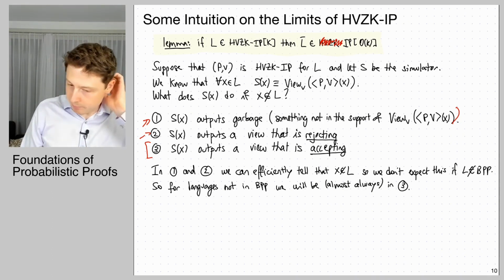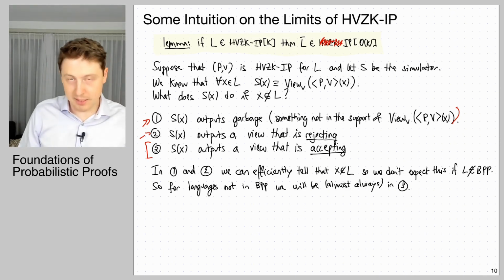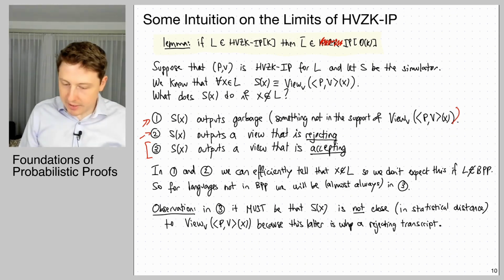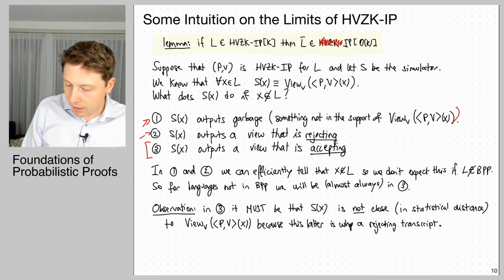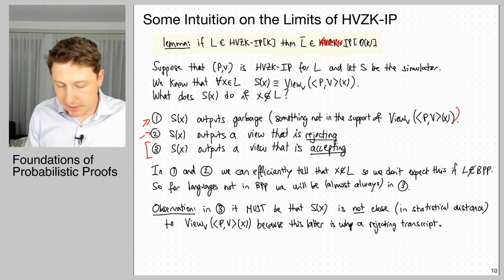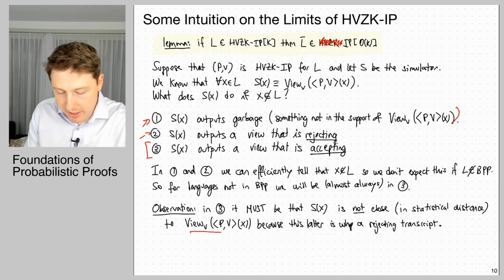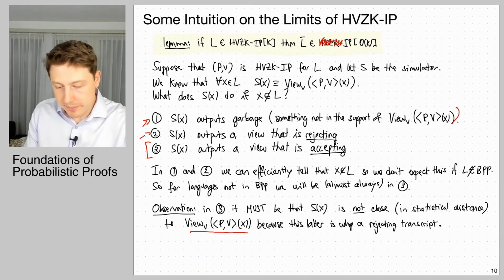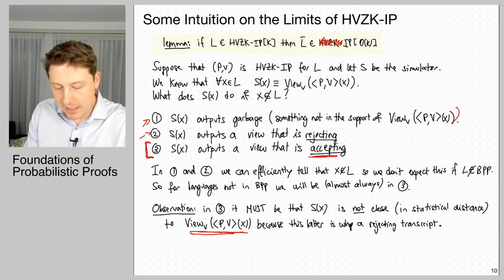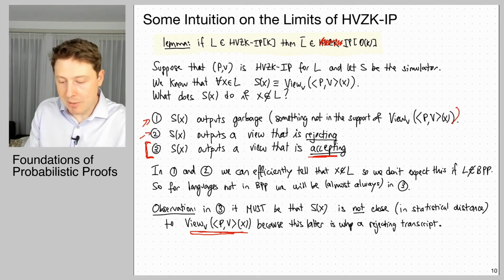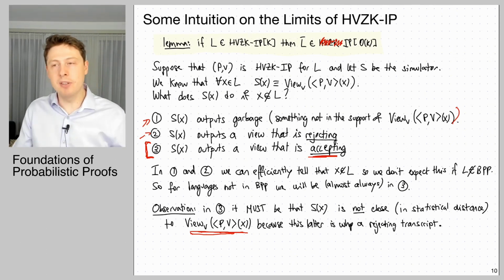Now, okay, so it outputs some accepting view, but if that is indeed the case, it cannot be close in statistical distance to this one. Because, look, we are saying that we're in option 3, the simulator outputs an accepting view, but this view, when X is in L, by soundness, is a rejecting view. Okay? So they must be far apart from each other. So now we have this interesting gap.